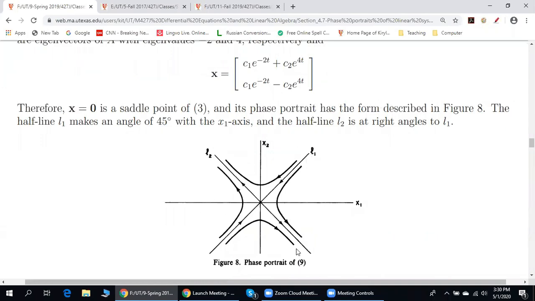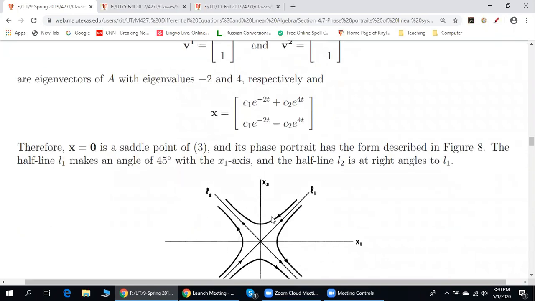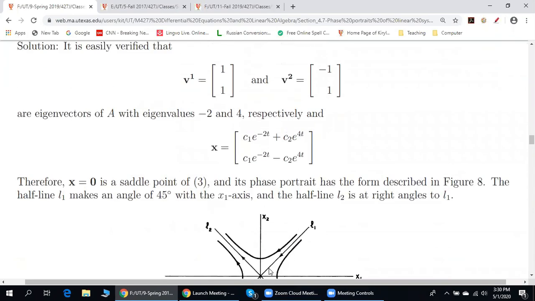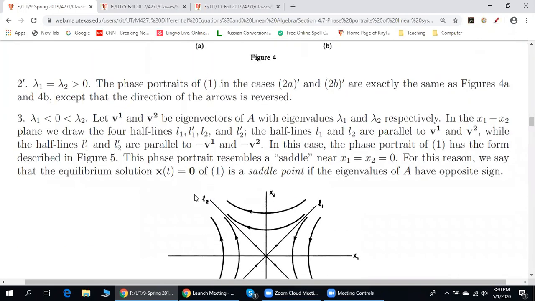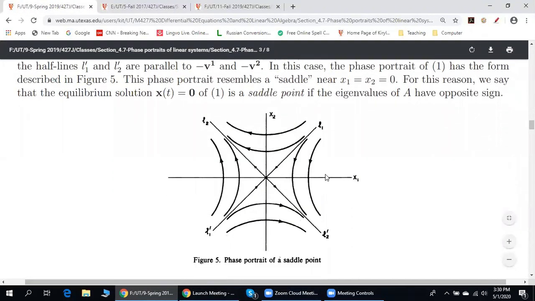We plot the lines first. L1 is parallel to V1, L2 is parallel to V2, and then we sketch the curves. By the way, in this case, all solutions are not stable because one eigenvalue is negative, but the other eigenvalue is positive, according to B from theorem 1.